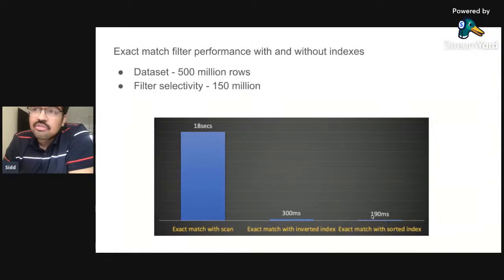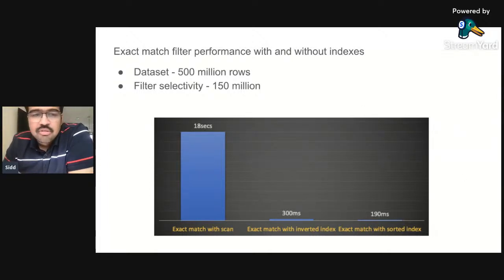And sorted index is faster than inverted index. With sorted index you get a locality benefit, so it's more CPU cache friendly. The access pattern doesn't change the way it does with the inverted index, with its dereferencing. That's why sorted index sometimes tends to be faster than inverted index, and you see around 190 millisecond latency for this particular query.